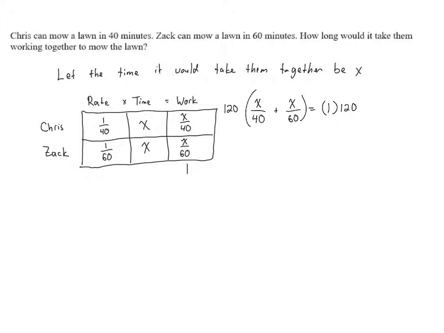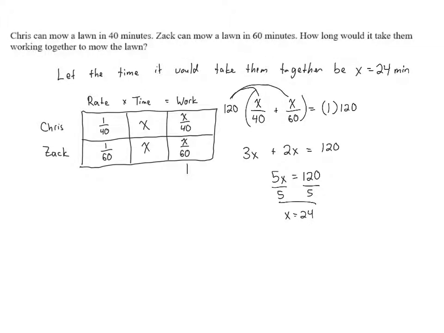On the left, when we distribute, 120 times x over 40 is going to end up being 3x. And 120 times x over 60 is going to be 2x. And then on the right, 1 times 120 is 120. And when we combine like terms, 3x plus 2x is 5x. So we have 5x equals 120. And if we divide both sides by 5, that gives us x equals 24. So if we go up to our let statement, x is 24. And since that was time, and in this problem, time is measured in minutes, it's going to be 24 minutes.